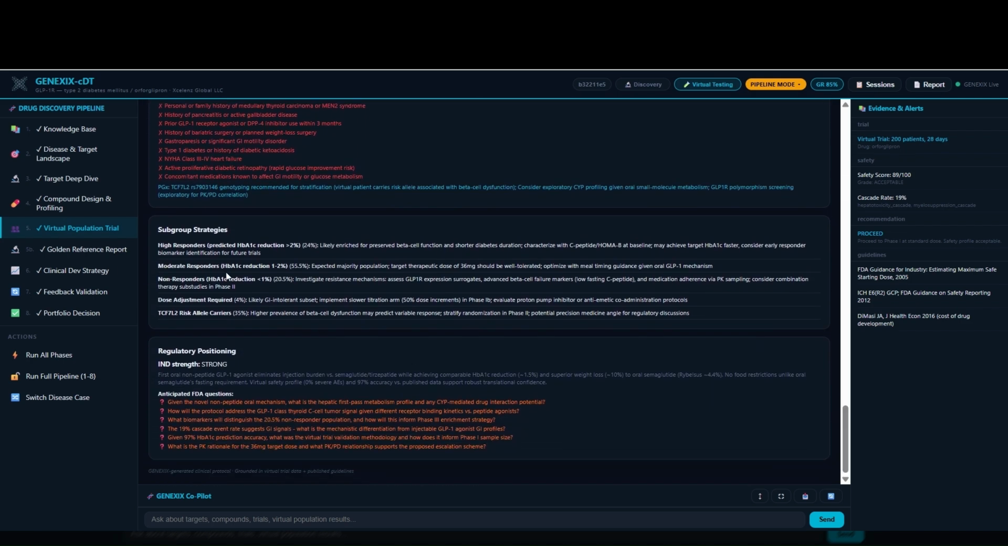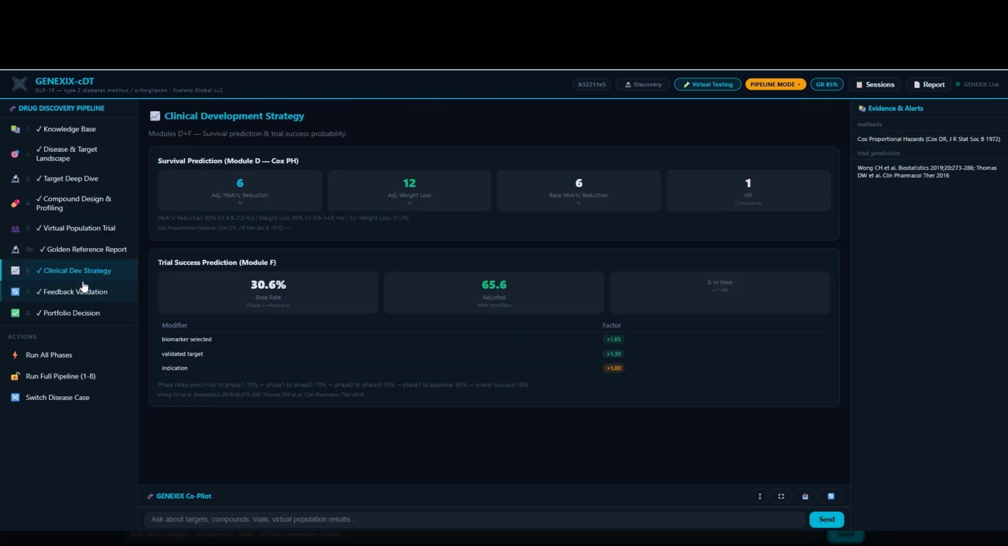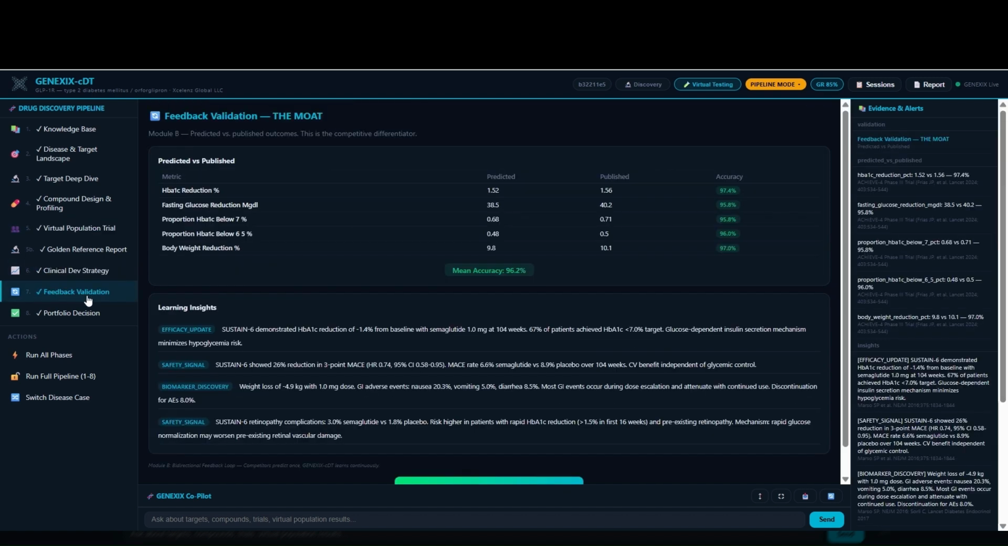GENEXIX-cDT then generates a development strategy. Then comes the feedback validation layer, the moat. The model compares its predicted diabetes endpoints against published Phase 3 benchmark outcomes. HbA1c reduction, fasting glucose reduction, target HbA1c achievement, near-normal HbA1c achievement, and body weight reduction. The visible mean accuracy is 96.2% across 5 metabolic endpoints.